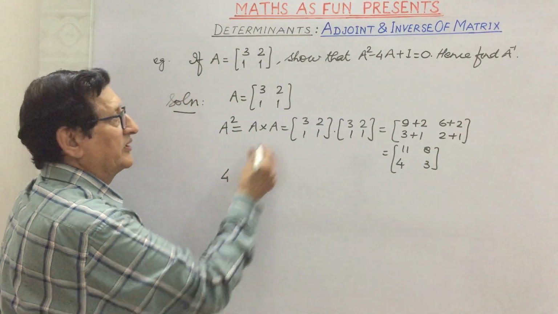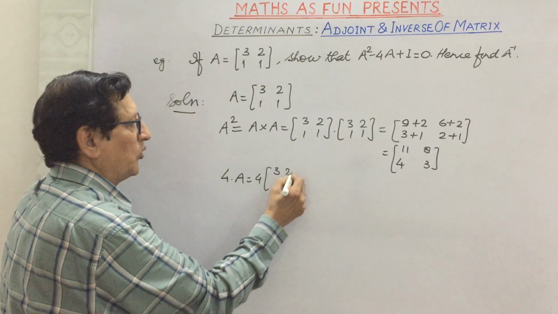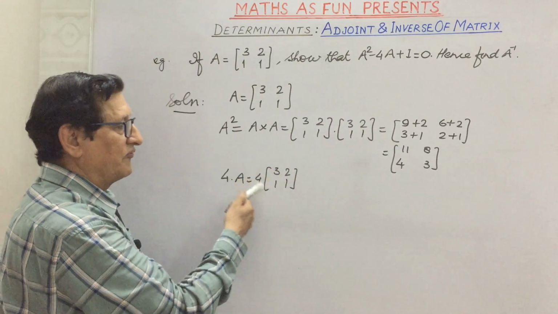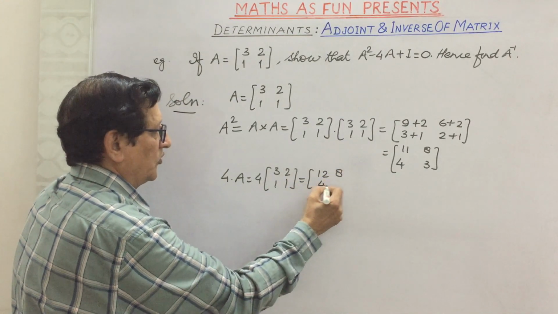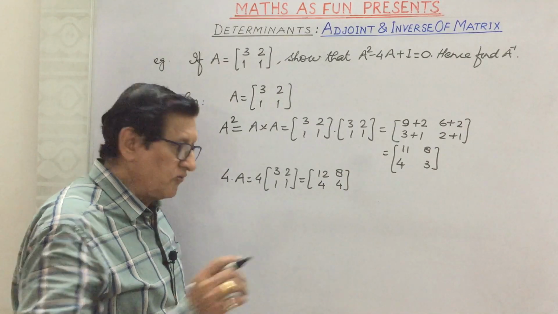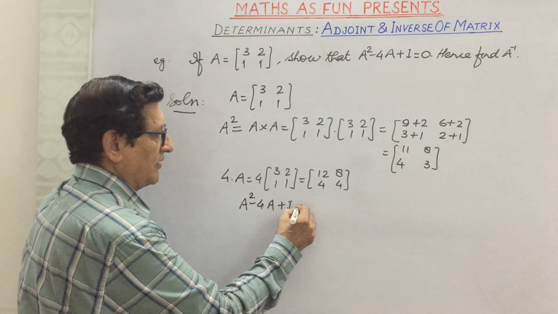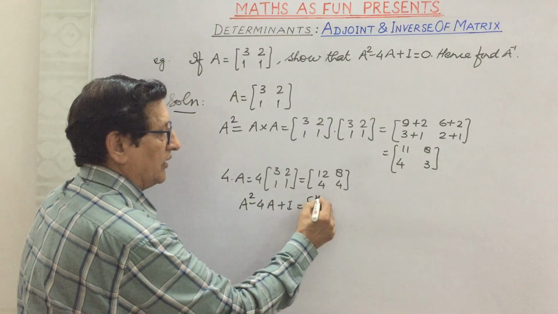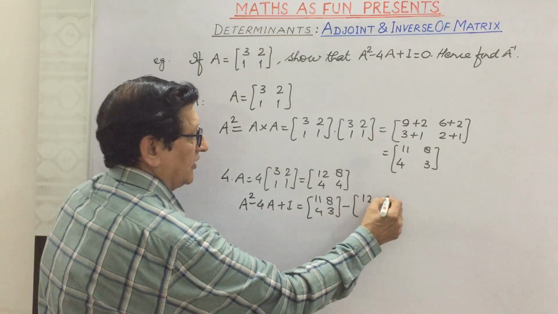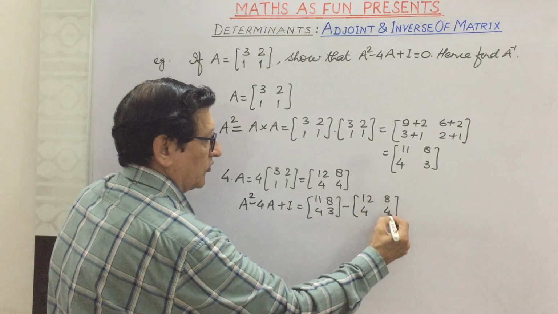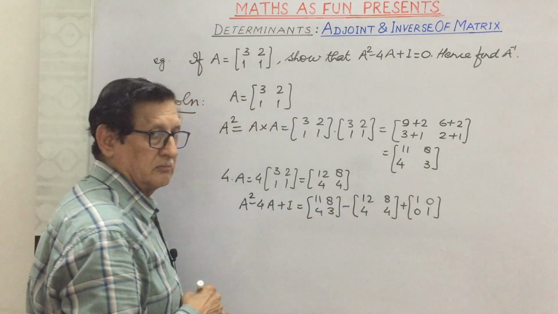Then we will go for finding 4 into A. That is 4 into 3, 2, 1, 1, and we multiply 4 to every element of it. That is 12, 8, 4 and 4. Now we find the value of A square minus 4A plus I. A square 11, 8, 4, 3 minus 4A 12, 8, 4, 4 plus I 1, 0, 0, 1.